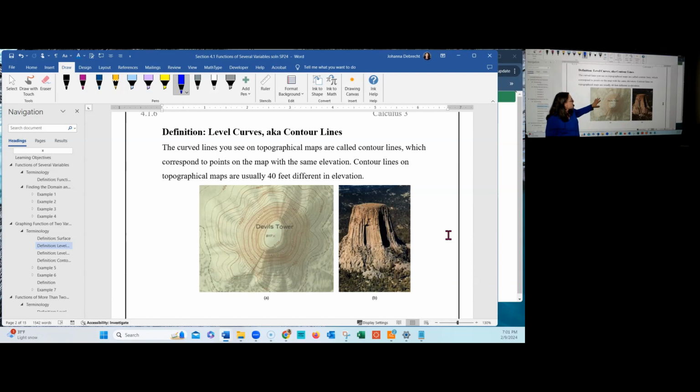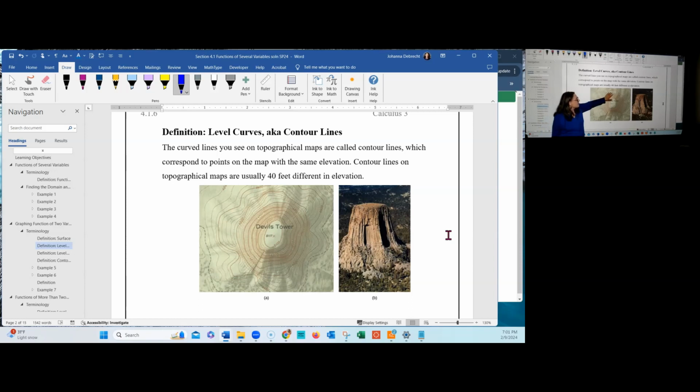Now, when you look at the map, you can tell that there are these wavy lines that are coming around here. These are called contour lines. They are, in fact, level lines or level curves. A level curve is when we set a z value to a particular value. On a map, they correspond to a particular elevation. On most topographical maps, the lines are 40 feet apart. So to go from this line to this line means that I'm going up 40 feet in elevation.